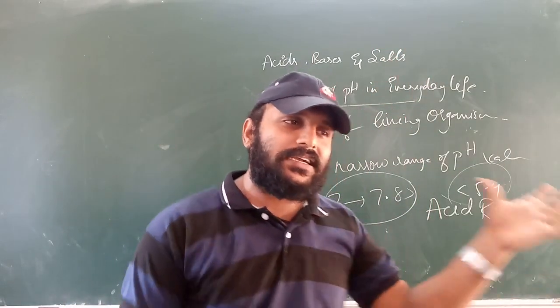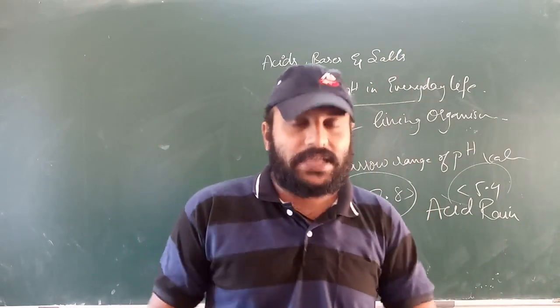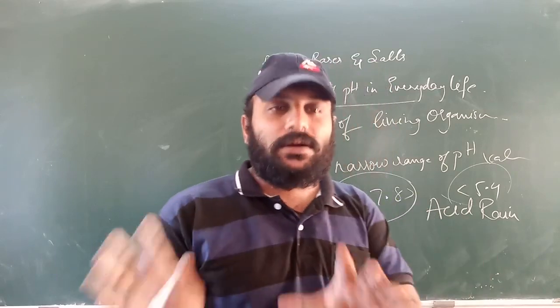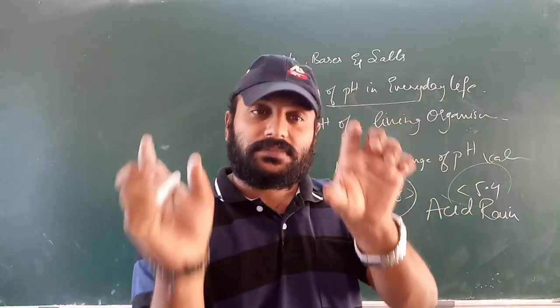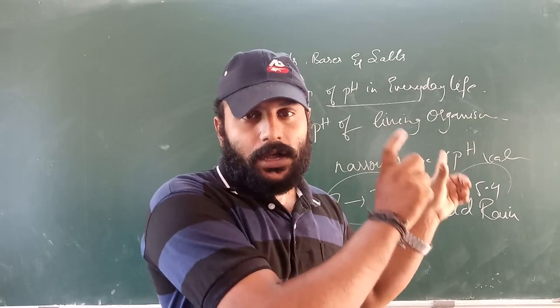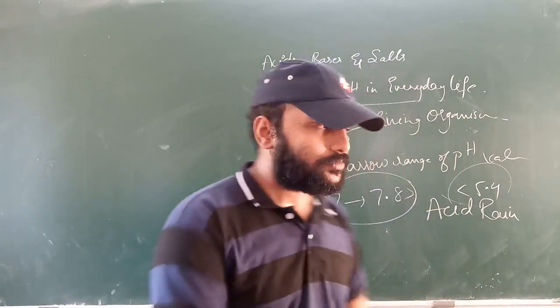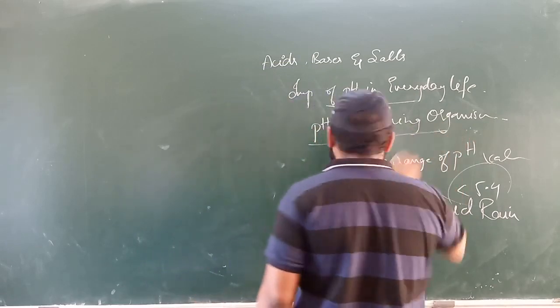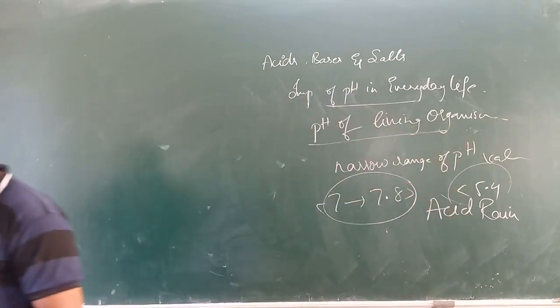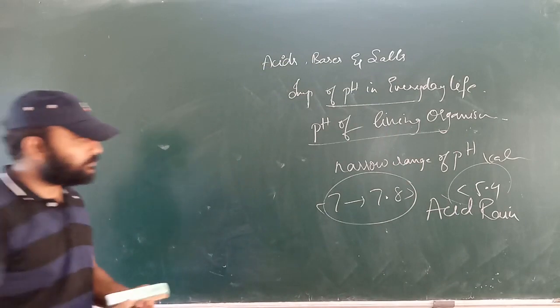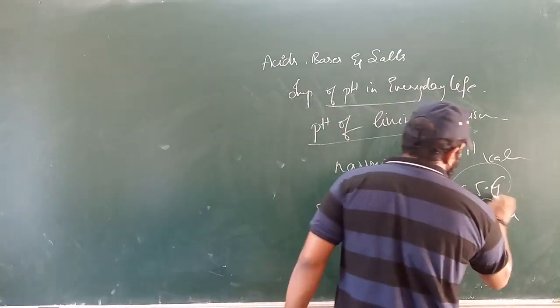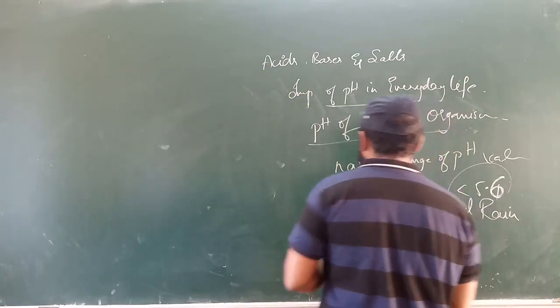If the acid rain enters the oceans and lakes, it will disturb the life cycle of aquatic animals, and it will lead to the death of those animals. Understood? That's all about pH of living organisms. Okay, it is not 5.4, it is 5.6.